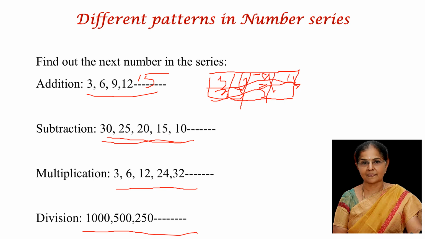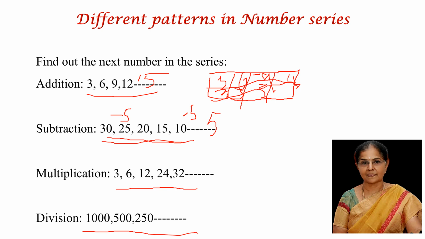And then coming to the second problem, see here: 30, 25, 20, 15, 10. It is also very simple. It is just minus 5. So all the numbers are derived by subtracting 5. 30 minus 5 is 25, 25 minus 5 is 20, 20 minus 5 is 15, 15 minus 5 is 10. So 10 minus 5 is 5. So the next number in the series is 5.